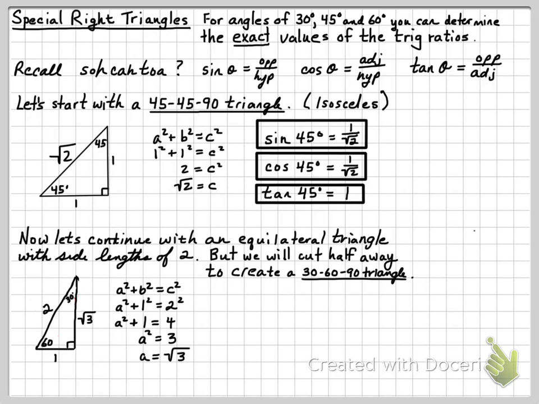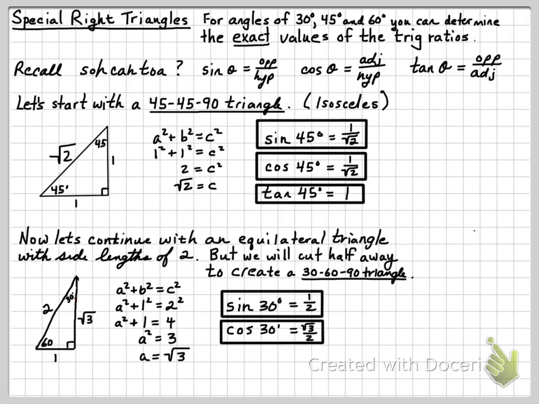So if we started with 30 degrees, the sine of a 30 degree angle is going to be the opposite side, which is 1, over the hypotenuse, which is 2. So that would be 1 over 2. Next is the cosine of 30 degrees, and that is going to be, well, the adjacent side is root 3 to the 30 degree angle, and the hypotenuse is 2, so that would be root 3 over 2.